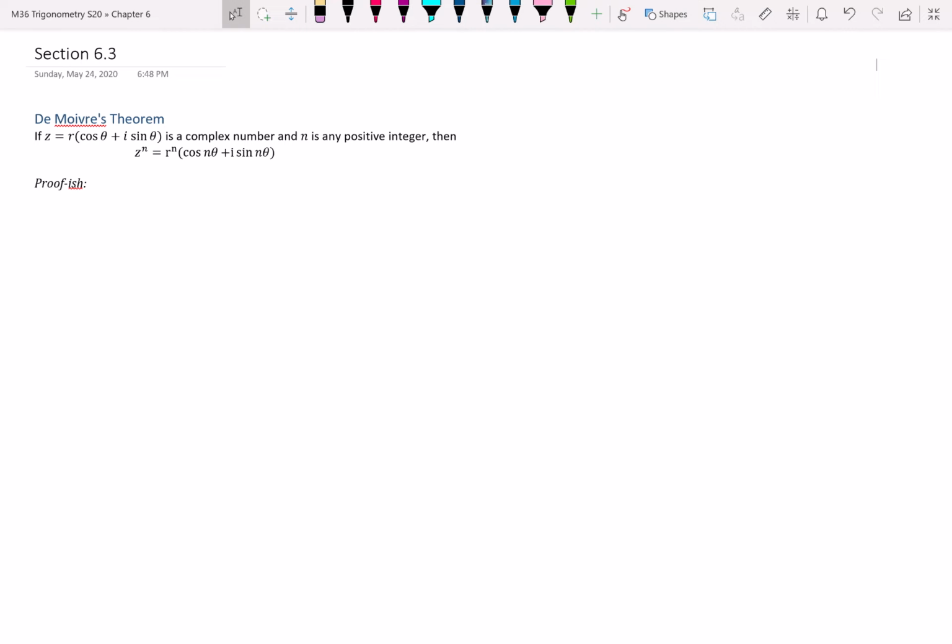Hi everybody, today I'm going to talk about section 6.3 that talks about De Moivre's theorem. And sometimes I'm going to refer to it as DM's theorem because it's a little bit of a hard word to say. But pretty much what this theorem is about is how to simplify a complex number that is being raised to a power.